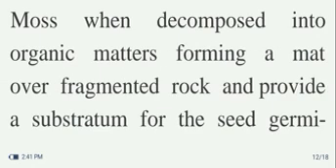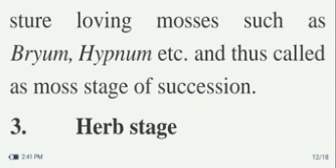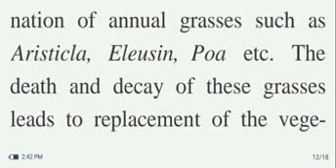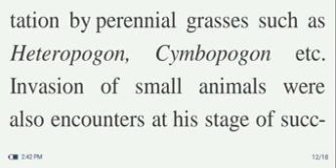Then the herb stage. Moss, when decomposed into organic matter, forms a mat over fragmented rock and provides a substratum for the seed germination of annual grasses such as Aristida, Eulalia, Poa, etc. The death and decay of these grasses leads to replacement of the vegetation by perennial grasses such as Heteropogon, Cymbopogon, etc. Invasion of small animals is also encountered at this stage of succession.